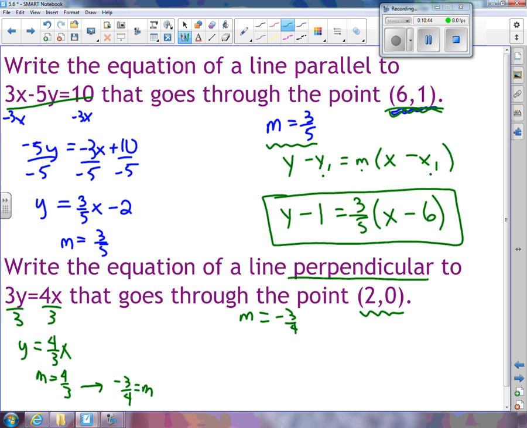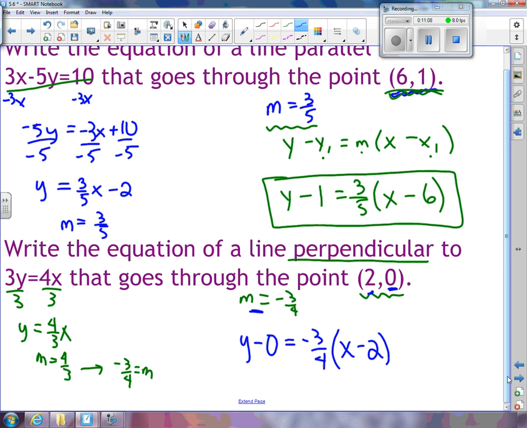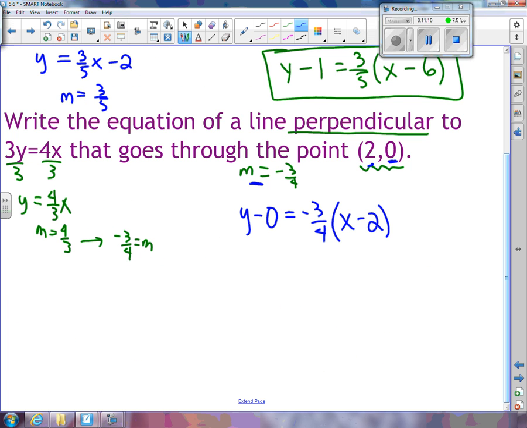So now all I'm going to do is put it into y minus y1 equals m times x minus x1, or point slope form. So y minus my y value, which is 0, equals -3/4, my slope, times x minus 2, my x value. So now you can simplify this. You don't have to write y minus 0. You can just write y equals -3/4 times (x minus 2).